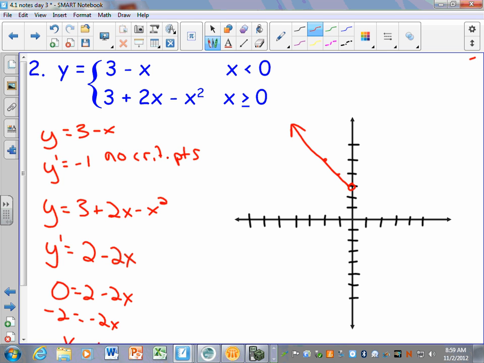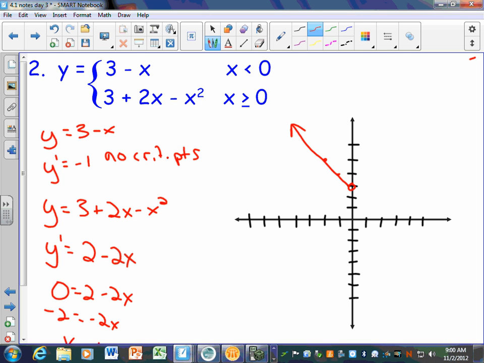Good old piecewise. 3 plus 2x minus x squared. It's going to be a parabola. I say we could just pick some points here. We could factor this and try to find the x-intercepts, but I'm just going to pick a few points to get the general shape. What would be the best point to start with? 0, because that's where my graph is starting.